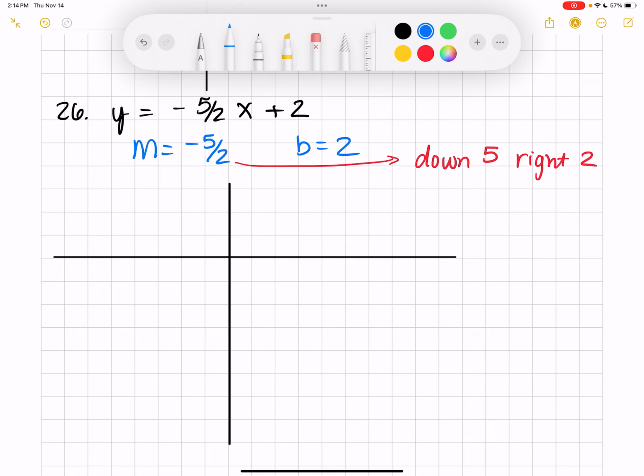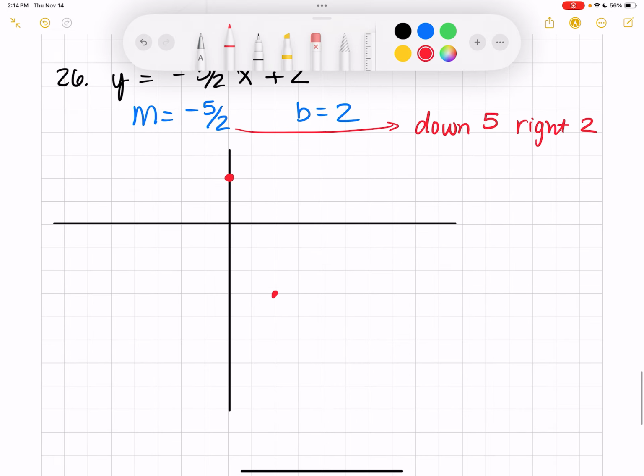So I have an intercept of 2, so I'm going to put a point here. Then this tells me to go down 5, right 2. So down 1, 2, 3, 4, 5, right 1, 2, and I put a point there. I may have to extend my graph a little bit. I'm going to do it again. Down 5, 1, 2, 3, 4, 5. Right 2, 1, 2. Ooh, I lucked out. I barely fit it. And then connect your dots.